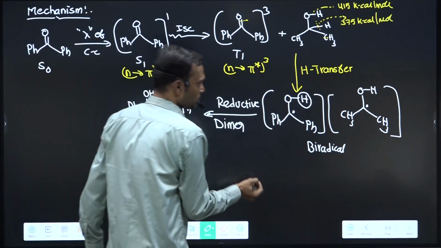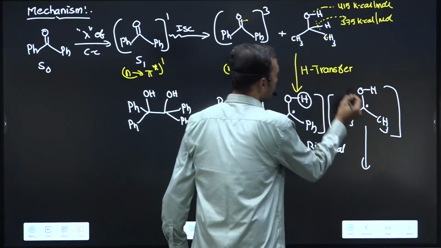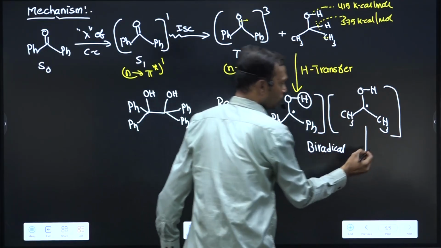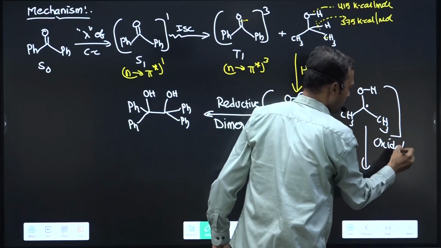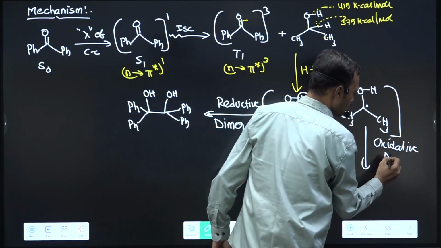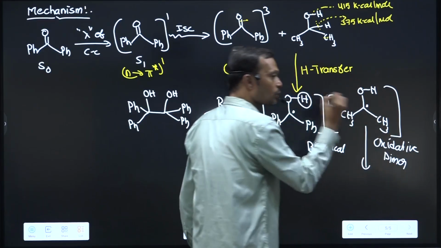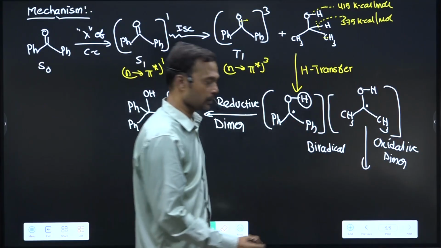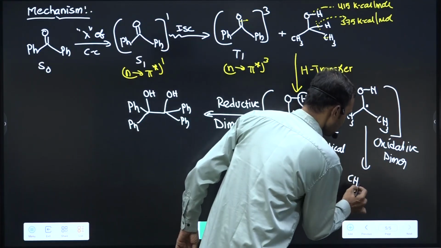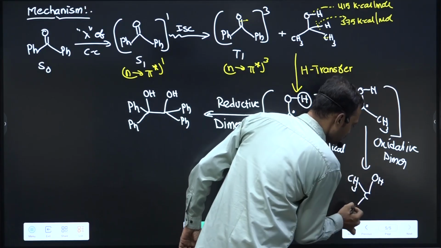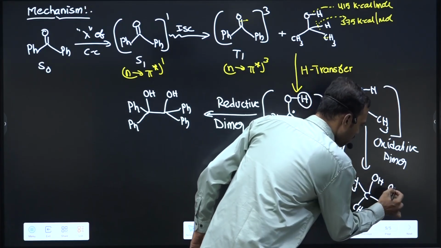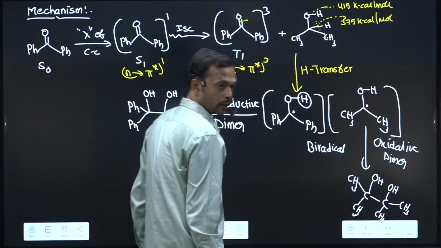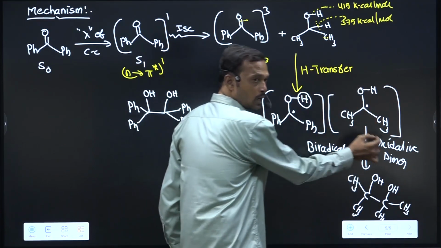Okay, next possibility. Now initially hydrogen is there, it is losing hydrogen. So now this is the oxidative dimer, also called oxidative coupling. Many names you can use. Reductive coupling, oxidative coupling. So what is the oxidative coupling product? Here carbon OH, CH3, and carbon having OH. Can I write one more CH3 and CH3? That is the answer. Okay, this is reductive coupling, oxidative coupling.